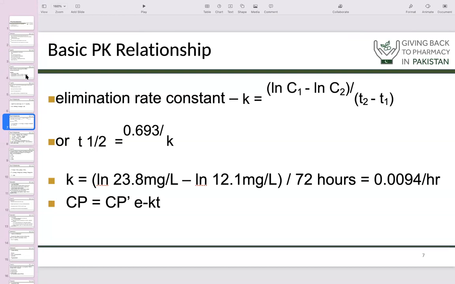Now the final equation you have to keep in mind is the one to calculate the concentration and when to redose. This equation here: Cp equals Cp naught times e to the power minus Kt. This is an important equation in these kinds of questions, where you have to give redosing information: after how many days you have to redose, or after how many days you have to check the concentration. So this is the important equation.